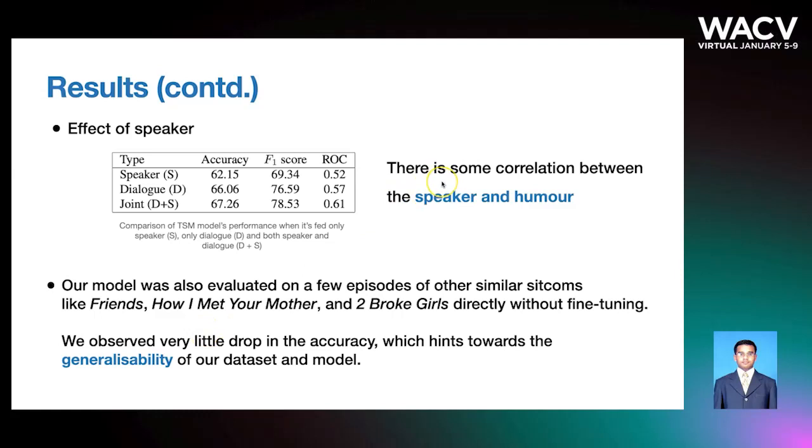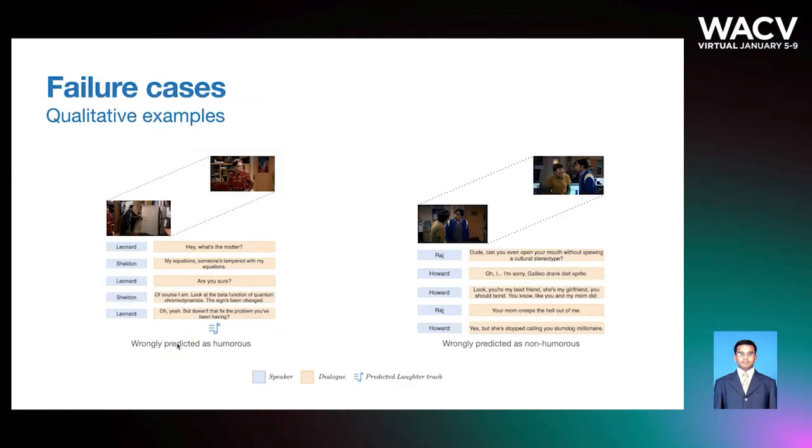We did an experiment to see if there is some correlation between the speakers who spoke those dialogues and humor, and an experiment to see if a model trained on the proposed dataset generalizes well. These are qualitative examples of when a model fails. Discussion about why a model fails on these examples and what we could do to improve it can be found in the paper.